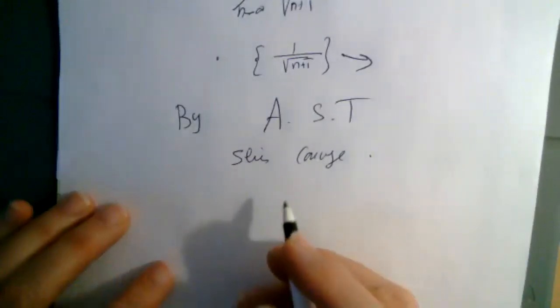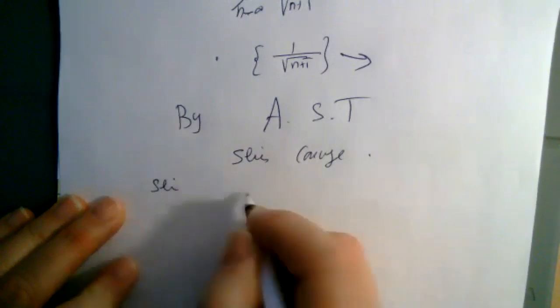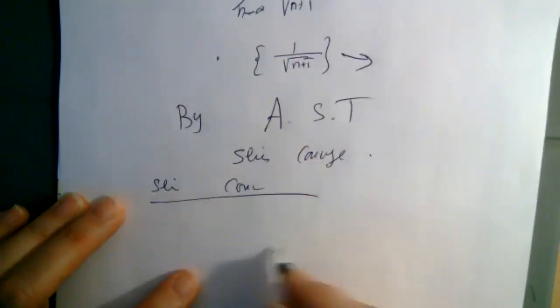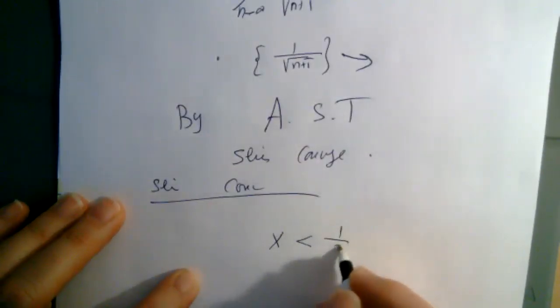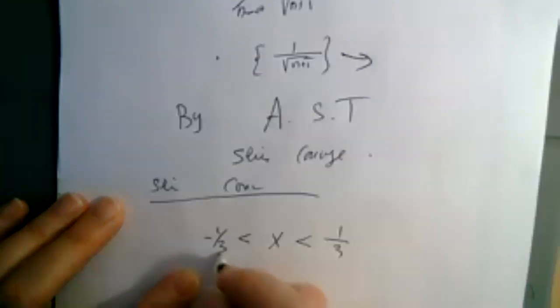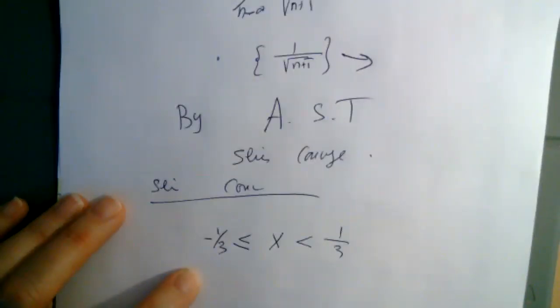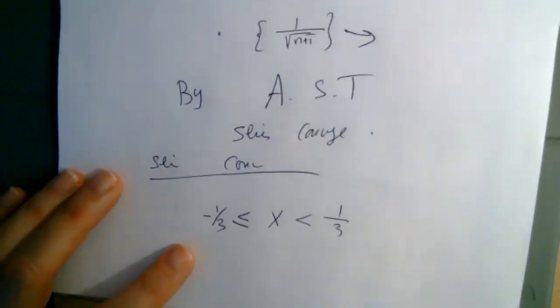So now let us sum up. Where does the series converge? So now the series converges when x is between a third and minus a third, and equal to minus a third because it converges right there.